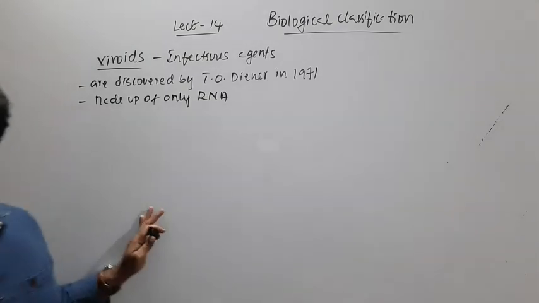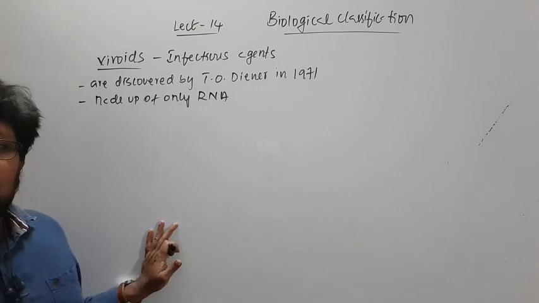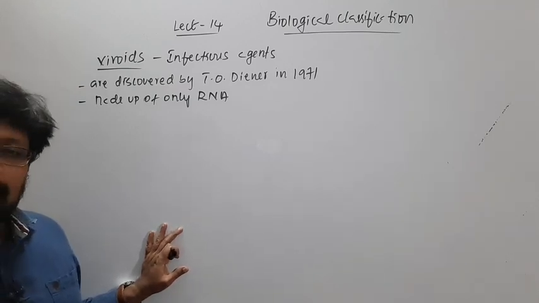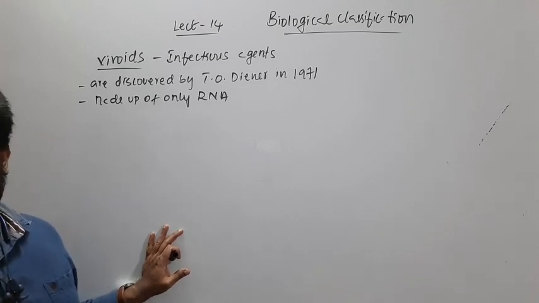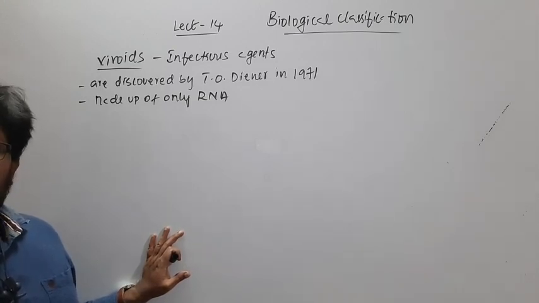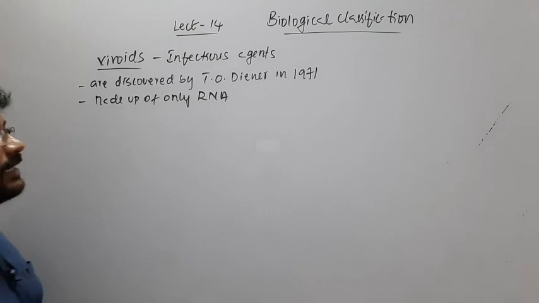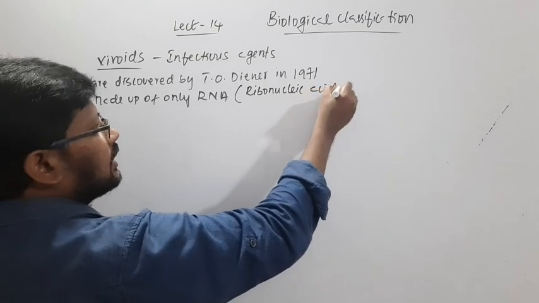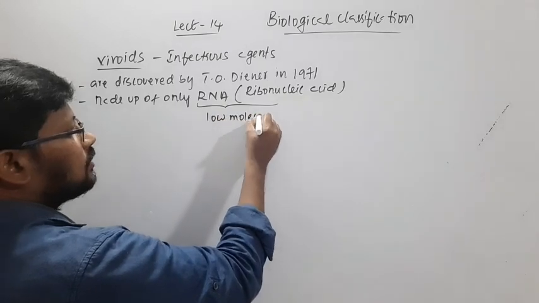Now, in the last session we studied viruses, and there we came to know that a virus is composed of two components, that is nucleic acid and protein, and that nucleic acid can be either RNA or DNA. But now we have come to a situation where we find only RNA, there is no protein or DNA, right? So that's why I have mentioned here it is made up of only RNA. We know its full form, the ribonucleic acid, and this RNA is of low molecular weight.